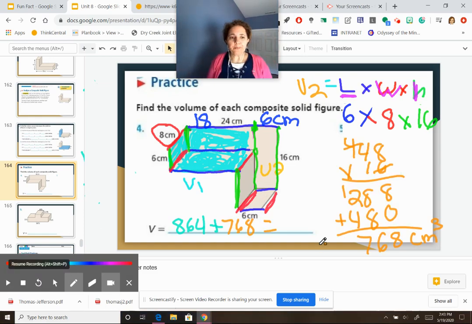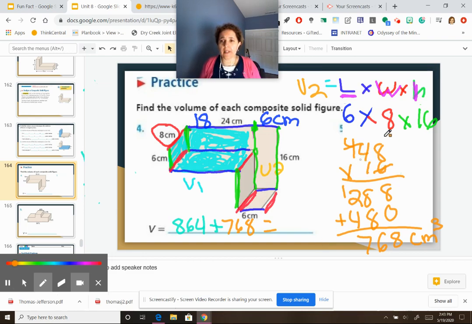All right, so I did 48 times 16. I did 6 times 8 is 48, and then multiply by 16. 6 times 8 is 48, carry my 4. 6 times 4 is 24, plus 4 is 28. Done with that, done with that. Put a 0 in my placeholder. 1 times 8, 4 times 1 is 4. Added it, 8 plus 0 is 8. 8 plus 8 is 16. Carry my 1. 4 plus 2 is 6 plus 1 is 7. I got 768 cubic centimeters, okay?